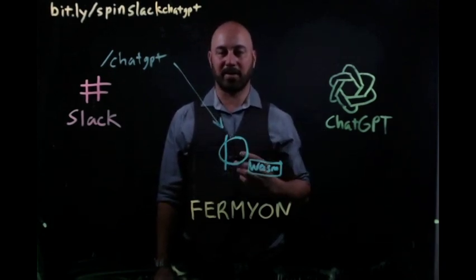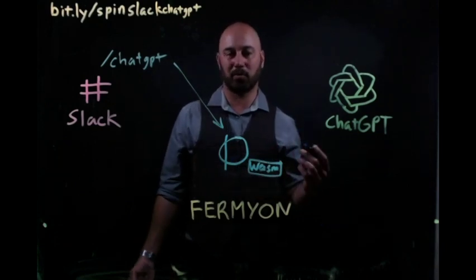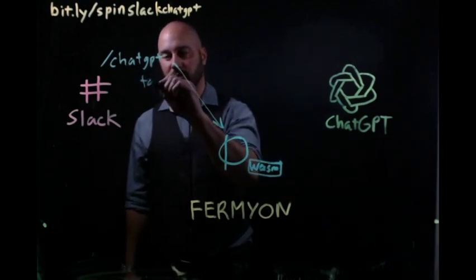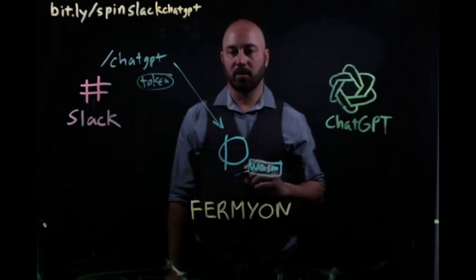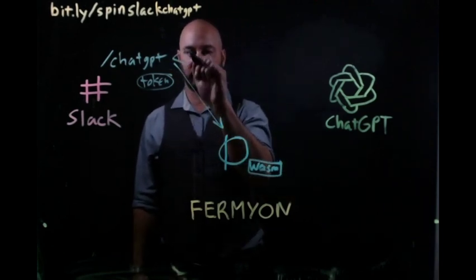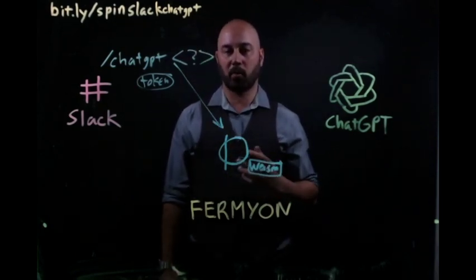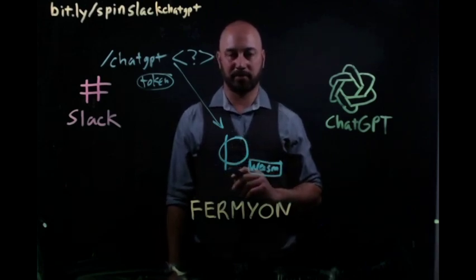We also need to authenticate that request as coming from the appropriate Slack app. Slack provides multiple ways to do this, but today we'll use the simplest, a Slack token. When a user types slash ChatGPT and then some question in a channel, the app will forward the request to the specified endpoint. This is where our Spin app comes into play.